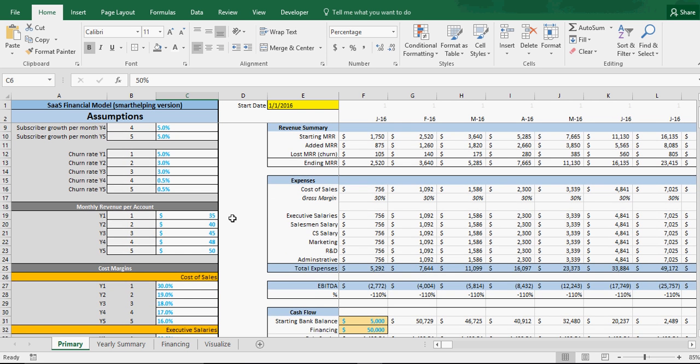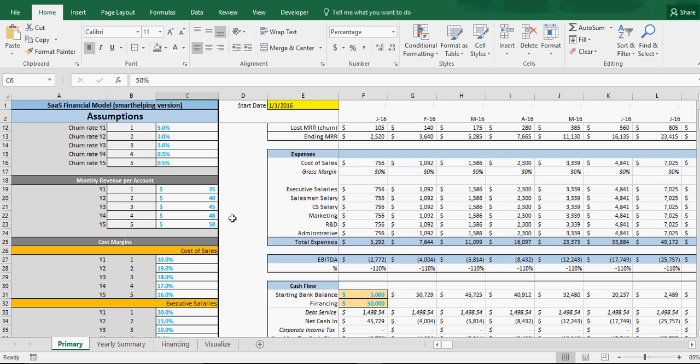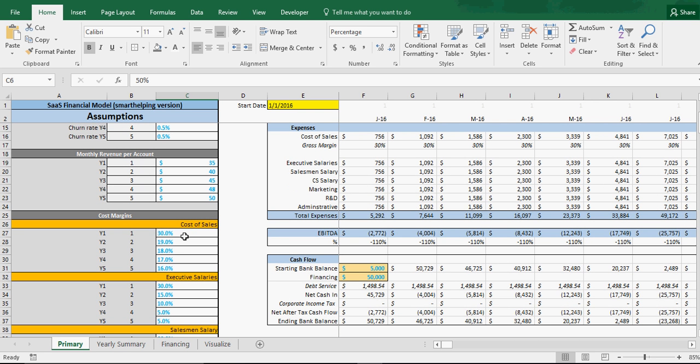Next up, we have expenses. Now, I've made expenses so they're running off of margin determinations. So here I've put cost margin. You can put a different cost margin for each year and it will update accordingly. So I got first year 30%, which means you're going to have a 70% gross margin. So you have your sales minus your cost of sales, which would be 70%, and you're left with 30%.